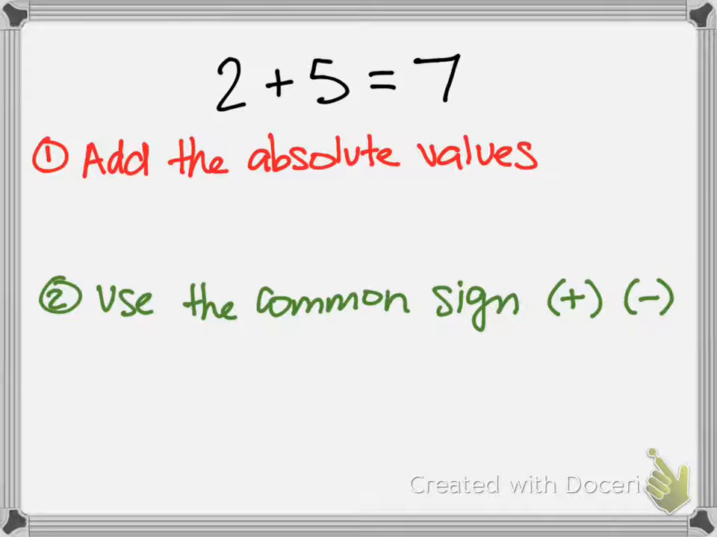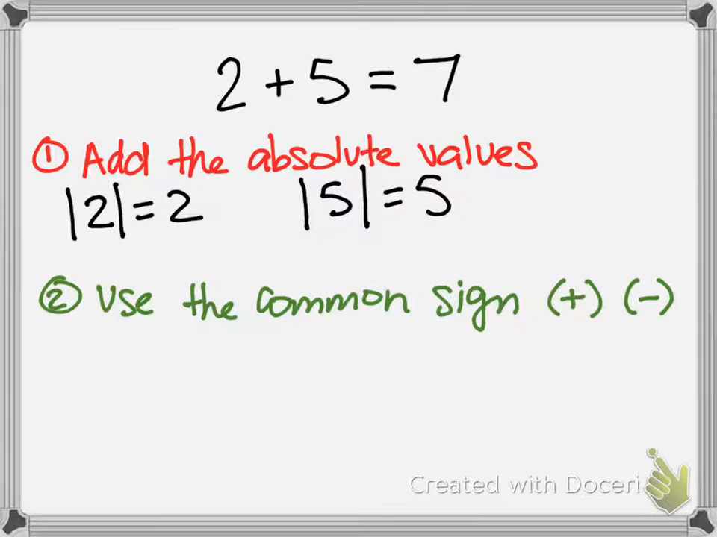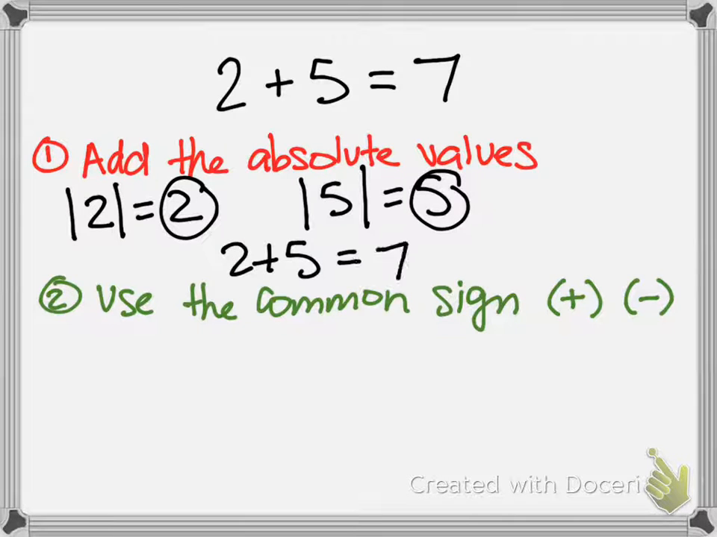So the first step is to add the absolute values. We need to find the absolute values first. So the absolute value of 2 is 2, and the absolute value of 5 is 5. So if we add these two absolute values together, we get 7.